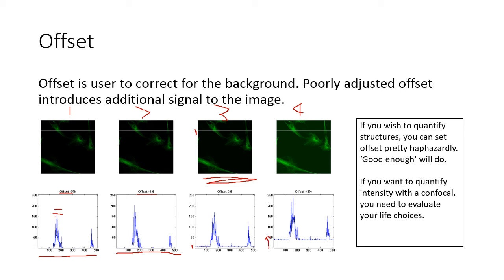So the offset basically reduces the value at every pixel or increases the value at every pixel. If you are only quantifying structures or locations, you can usually set up the offset quite haphazardly to something good enough. If you are looking at intensities, you need to be more careful, but if you are working with intensities on a confocal, you unfortunately usually need to evaluate your life choices.